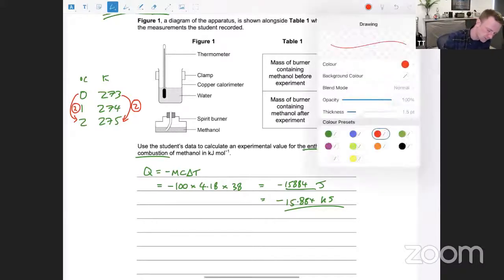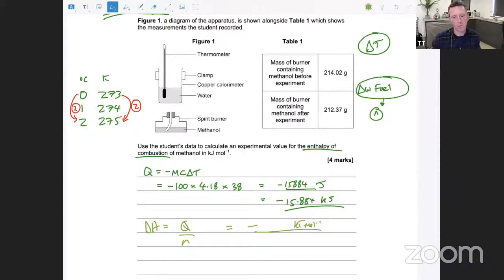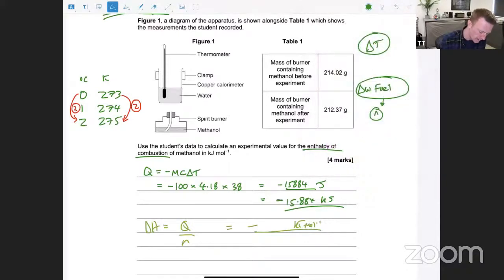So we've got our energy change Q here. Now this is the magic bit. Delta H equals Q over n. Because Q is a negative number, you are going to get your answer for delta H in kilojoules per mole as a negative number. That minus follows all the way through. Your minus follows you all the way through, and you're going to get a minus answer for your final delta H.